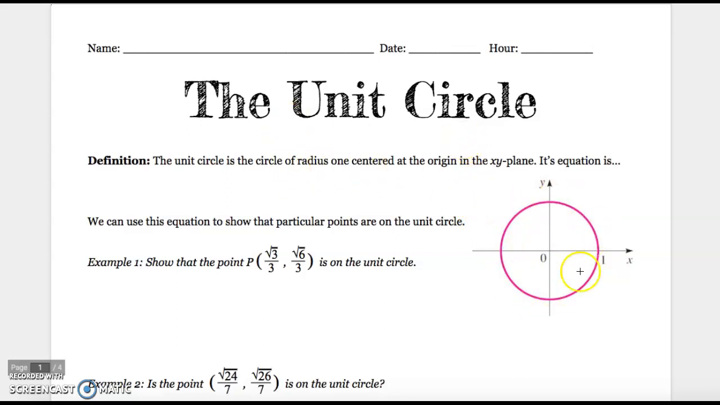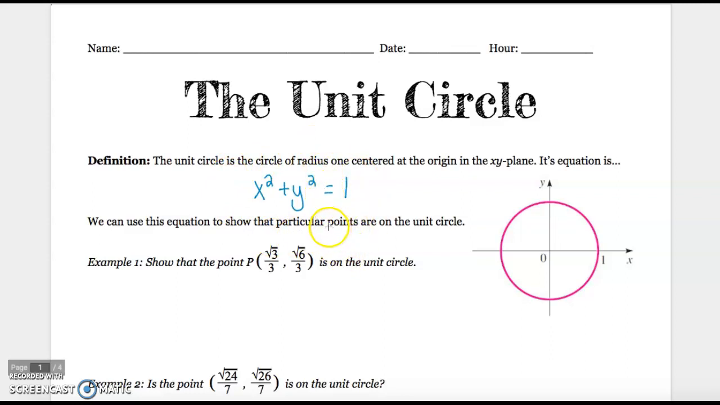The equation for any circle is always x squared plus y squared equals your radius squared. But since our radius here is 1, then 1 squared is just 1. So this is the equation for the unit circle.